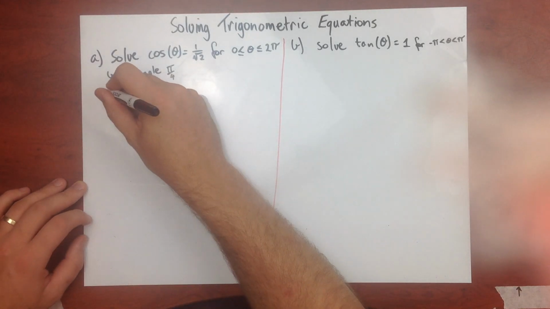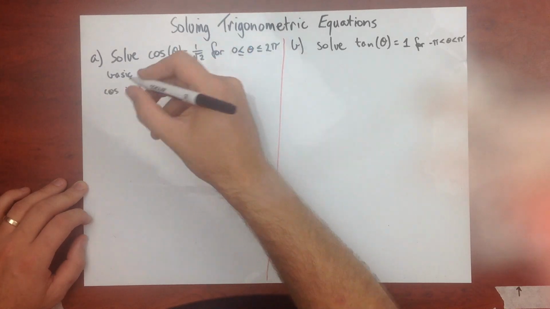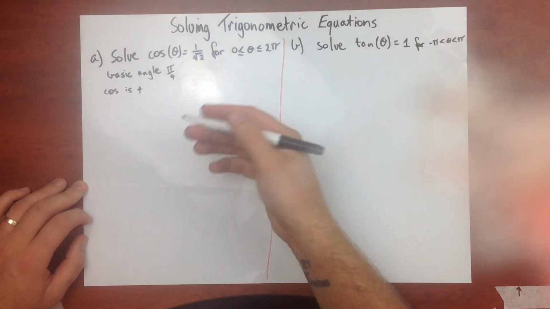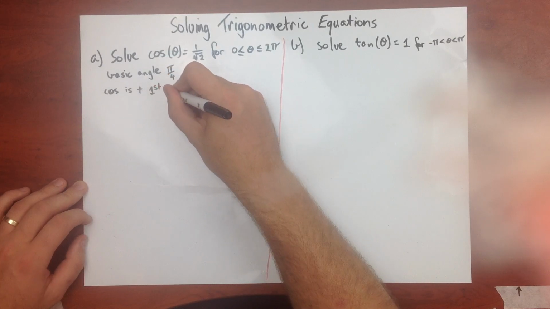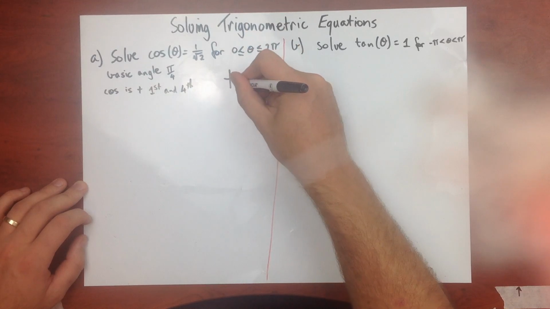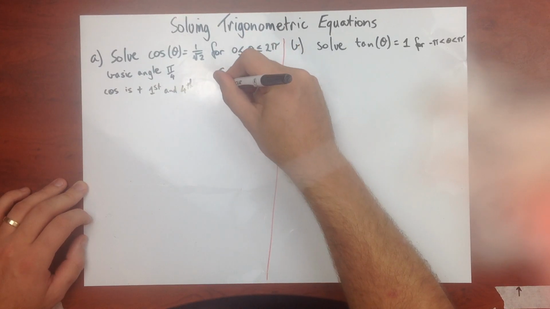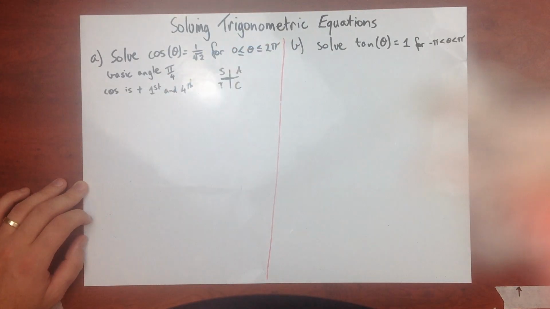Then we say cos is positive in which quadrants? For this it's going to be the first and fourth quadrants. Remember CAST. So first and fourth quadrant.